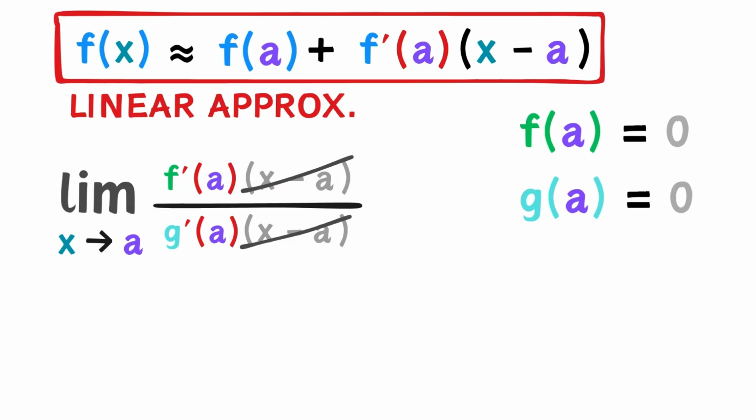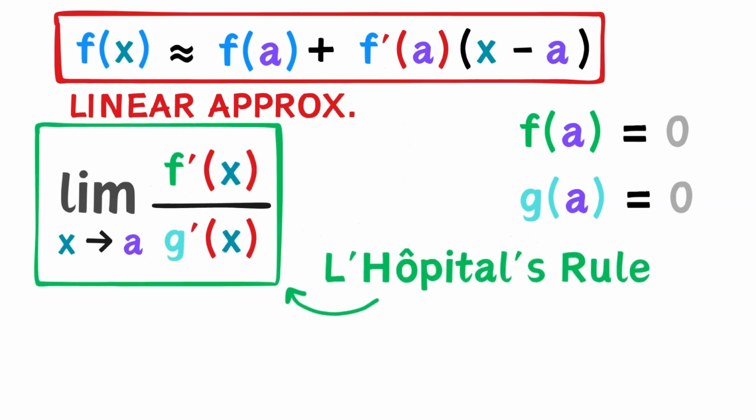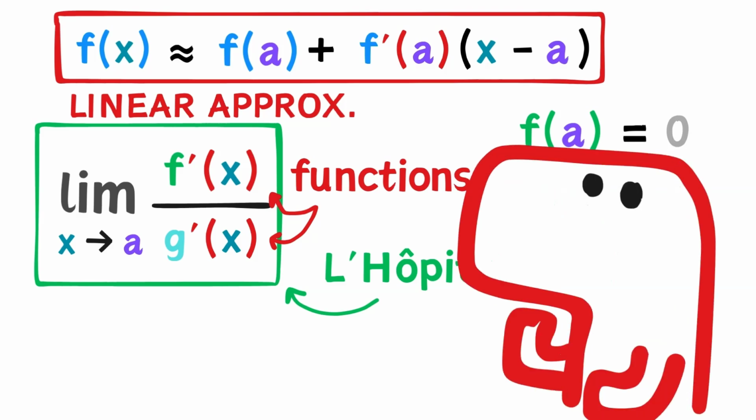Well, the x minus a cancels out, and you're left comparing the slopes. But wait, the slopes are just the derivatives. And that's very similar to what we have in L'Hopital's rule. The only difference is that the derivatives are functions. Now, what I just showed you is not a formal proof of L'Hopital's rule, but hopefully it gives you some idea of why it works.